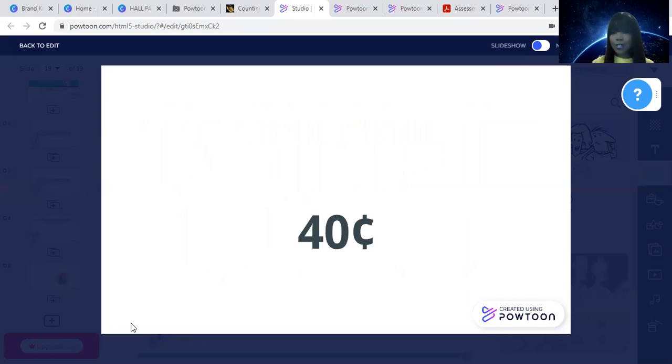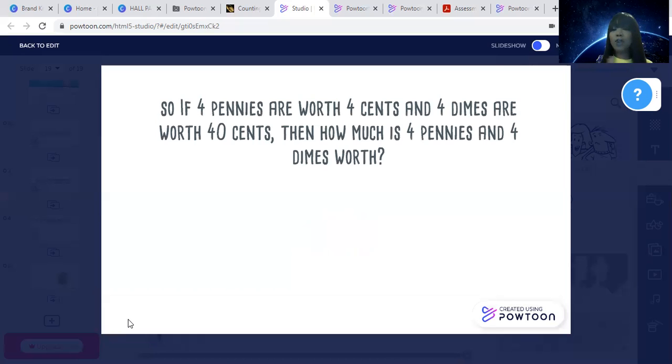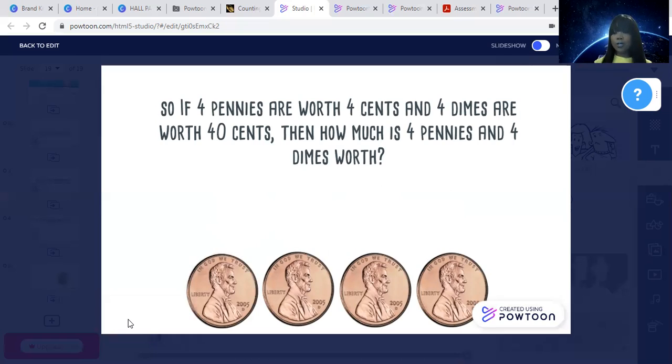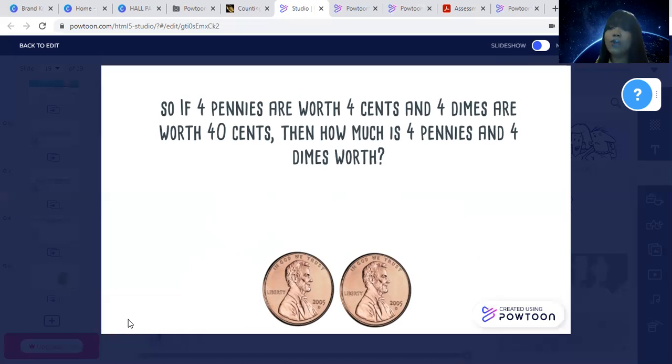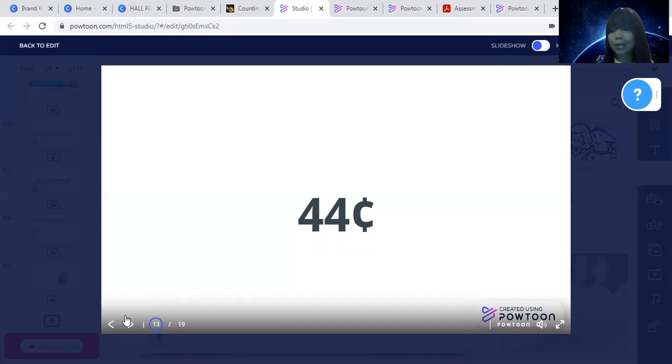Okay. So now that we know this information, let's add them together. We have 4 dimes and 4 pennies, right? So how much is 4 pennies and 4 dimes? Well, we know that 4 pennies are worth 4 cents and 4 dimes are worth 40 cents, right? So let's put it together. 40 plus 4 equals what, y'all? 44. Boom. I know that's right. We got a lot of money. We got 44 cents. Okay. So that's what we have with our pennies and our dimes.